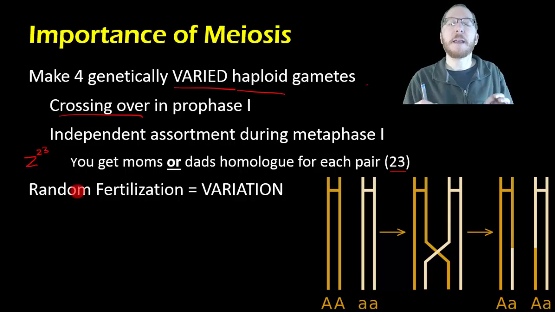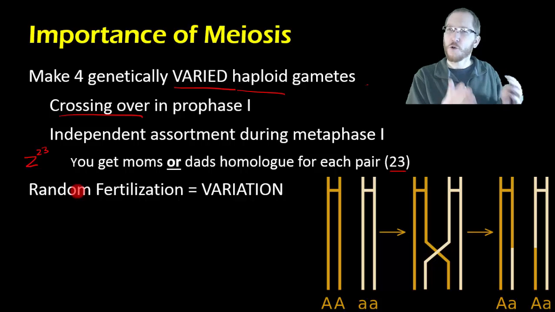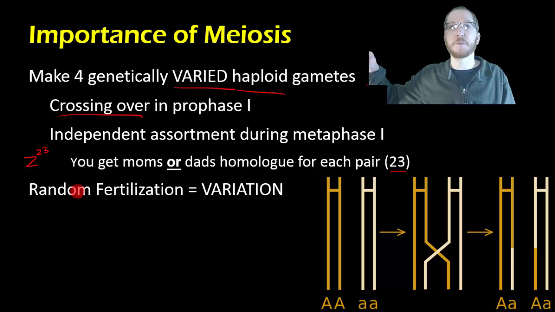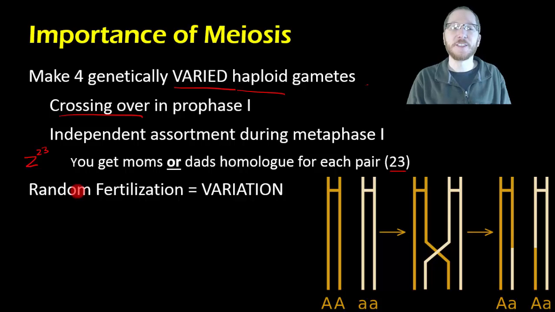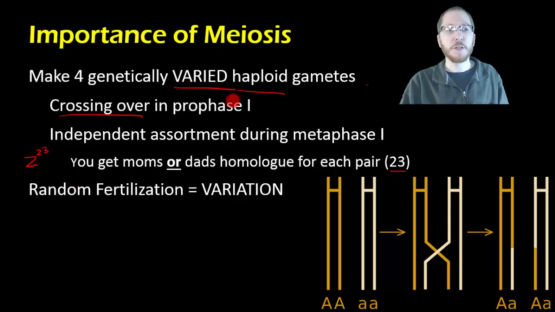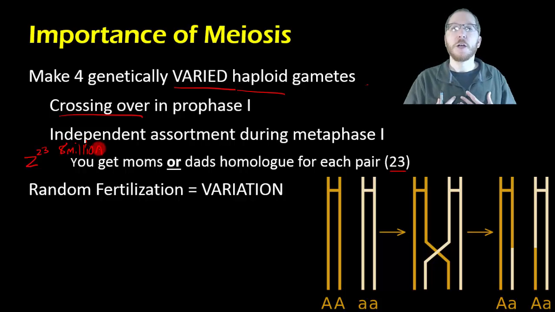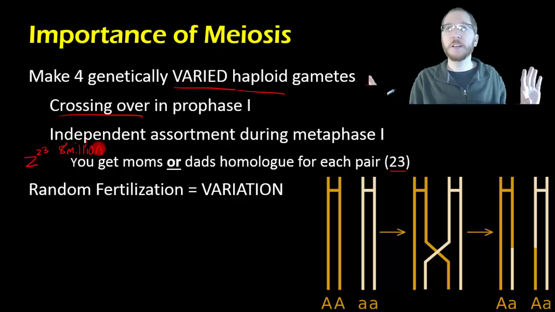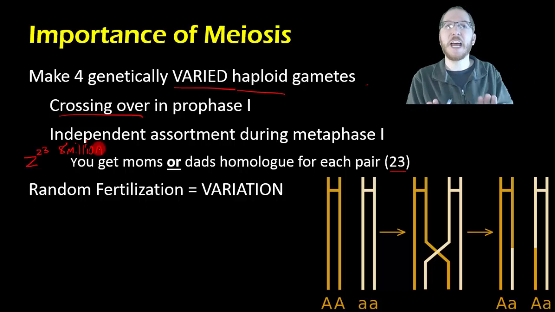So from independent assortment, just from this idea of for chromosome 1, do I get mom's or dad's? For chromosome 2, do I get mom's or dad's? Just by being able to have all mom's, or mom's, mom's, mom's, mom's, dad's, mom's, mom's, just being able to do this, you can get about 8 million different combinations of chromosomes. So if you're a male, you can have 8 million different sperm, ignoring crossing over, just by having where the chromosomes mom's versus dad's differ.